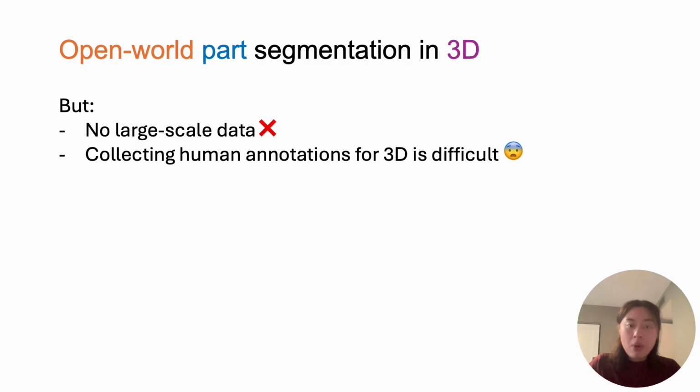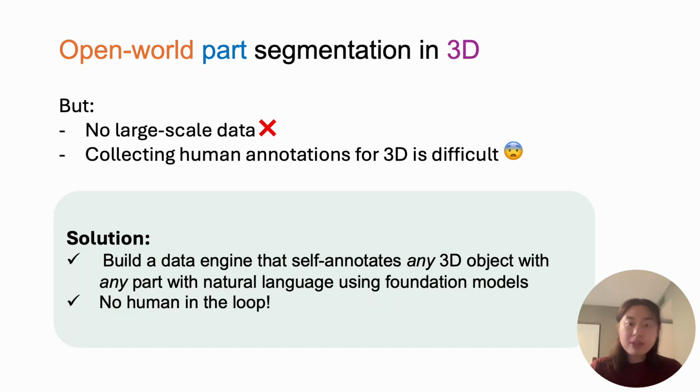it challenging. Why? First of all, there's no large-scale data. Secondly, collecting human annotations for 3D is very difficult. In this work, we propose a solution, which is to build a data engine that can self-annotate any 3D object with any part using natural language and foundation models. And there is no human in the loop.